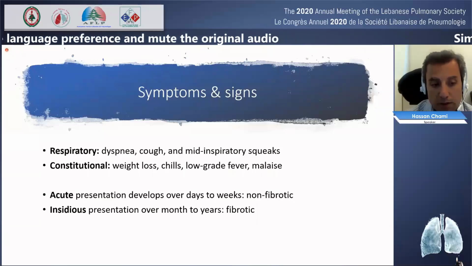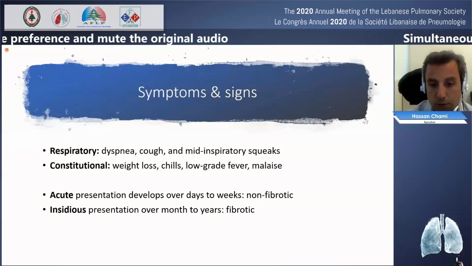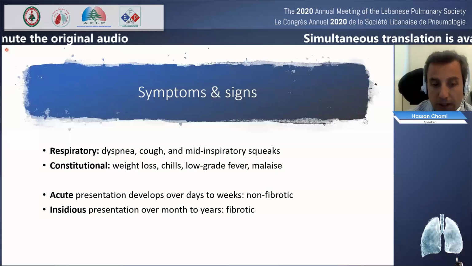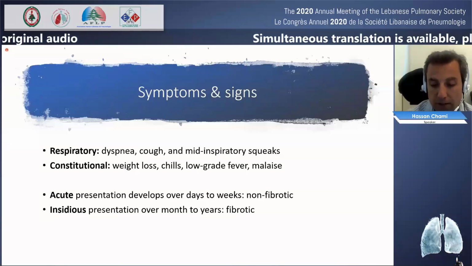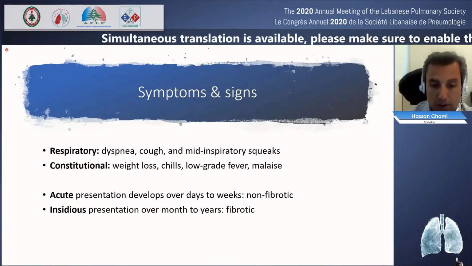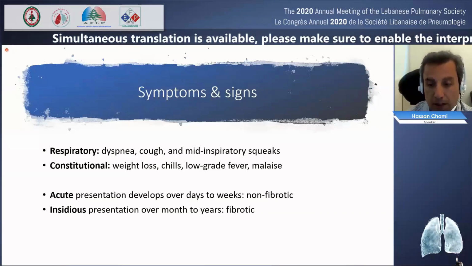Now, the more insidious presentation that occurs over months to years is more compatible with the fibrotic type, and more likely to end up in the specialty clinics of interstitial lung disease specialists.